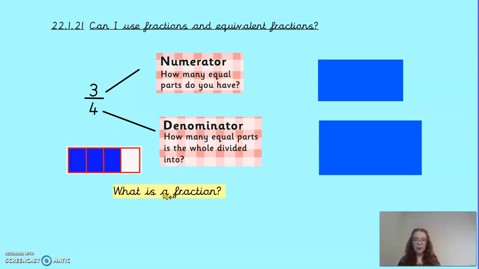Now the way I remember which way round it goes is that denominator reminds me a little bit of a demon. A demon would be down below. That's where Thanatos was anyway. So we've got our numerator on top and our denominator on the bottom.